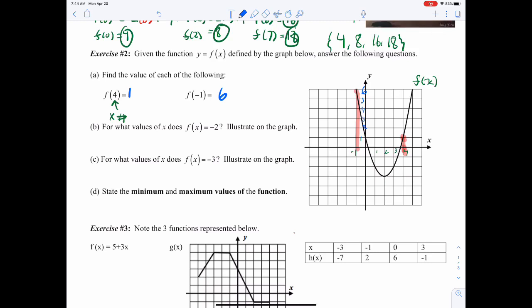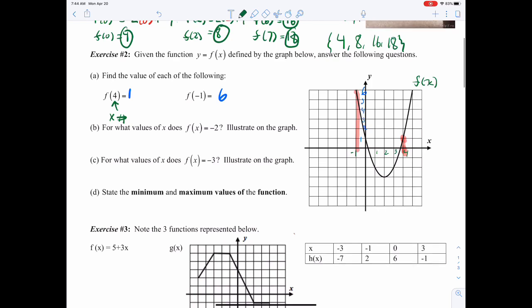But now this question's a little bit different here. For what values of x does f of x equal negative 2? Illustrate on the graph. So what's different here? We're not sure what x is. X is a question mark. But we do know what this number is. And these are your y values, right? So y equals negative 2. So if y equals negative 2, what is the x that goes with it?